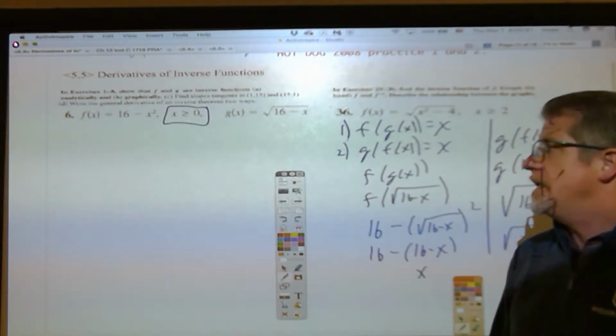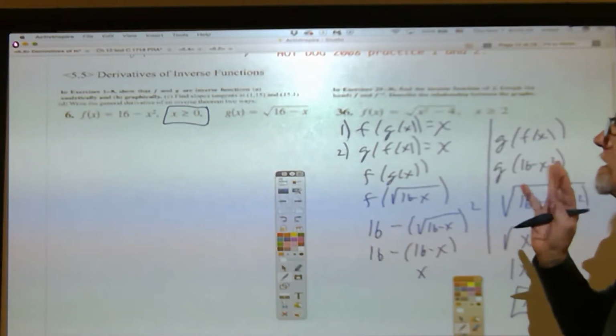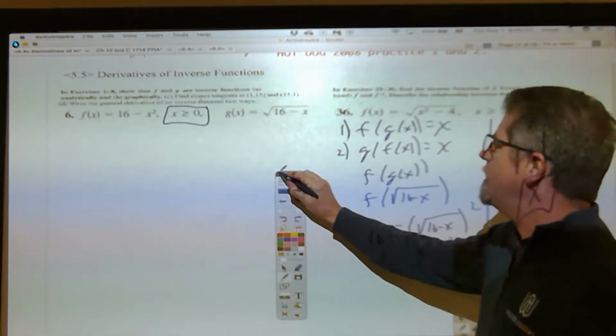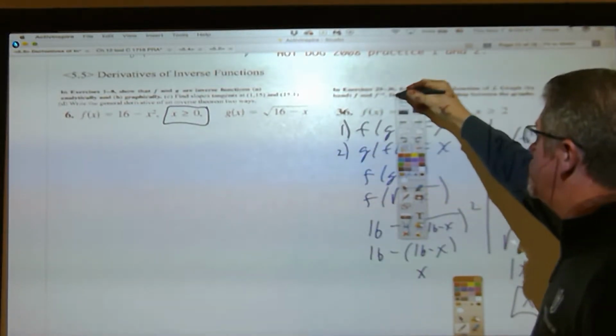So now, we did it analytically. Now let's do this graphically. Part B. Let's put the G in vegan tomorrow. Shall we put the G in vegan tomorrow?